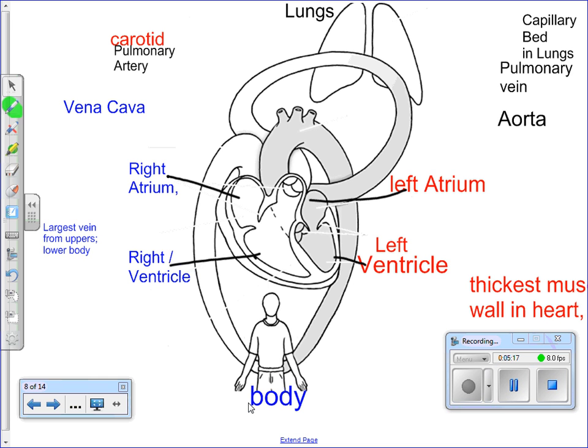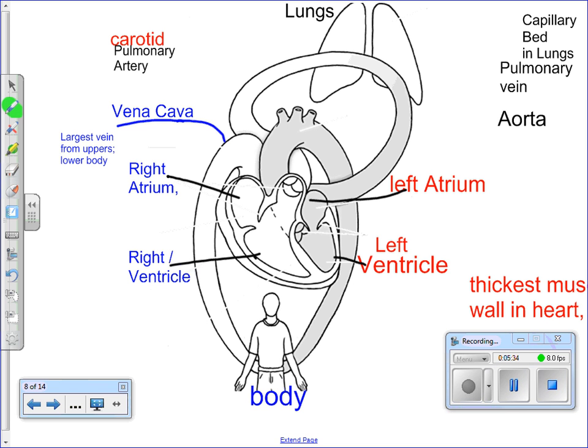Coming first from the body, we're going to have a big vein called the vena cava. The vena cava is the largest vein. It comes, there's actually two branches of it. One from the upper body and one from the lower body. So the blood flow is going this direction. And it goes to the right atrium.